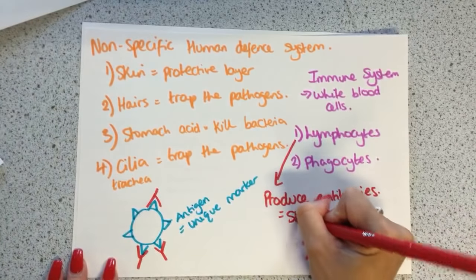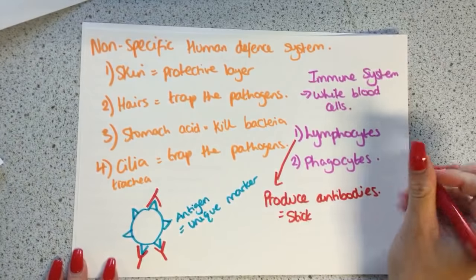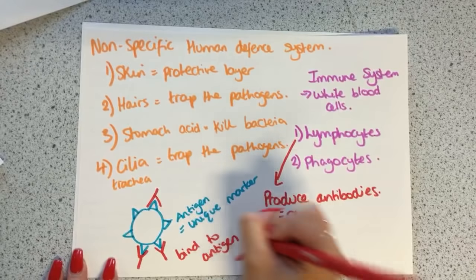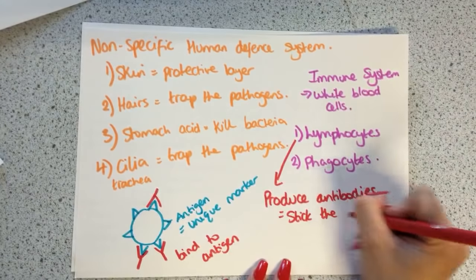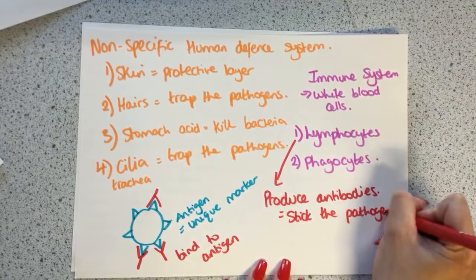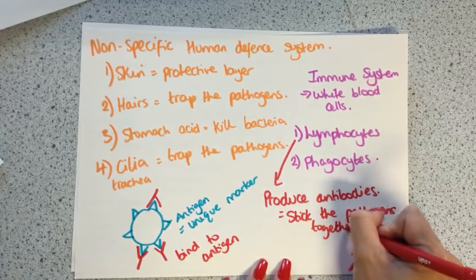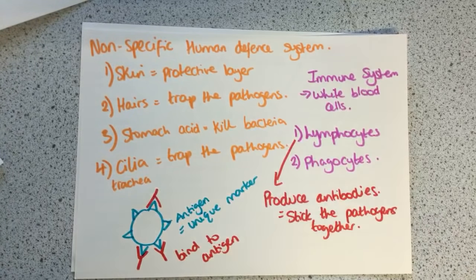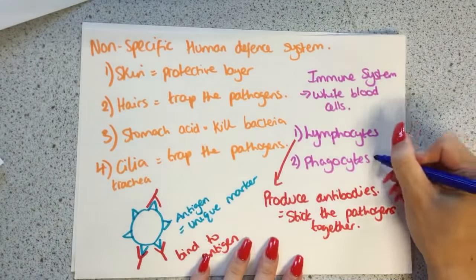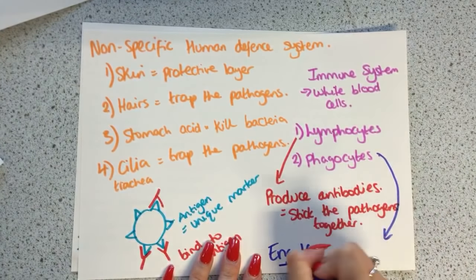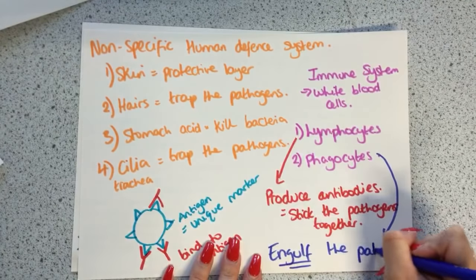These will then stick. So they bind to the antigen and then they stick the pathogens together so that then they will all be in one place. And then that is when your phagocytes come along. So then the job of the phagocytes, and you must use this word, is to engulf the pathogens.